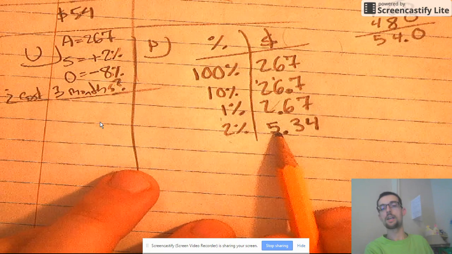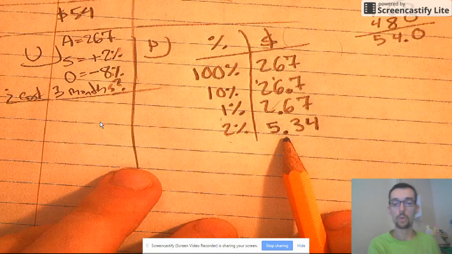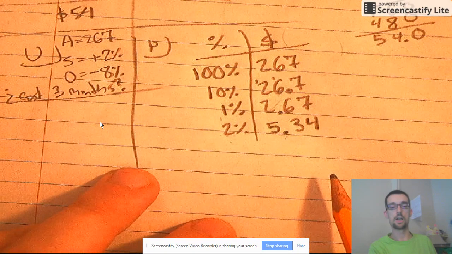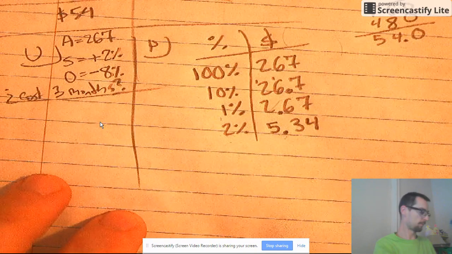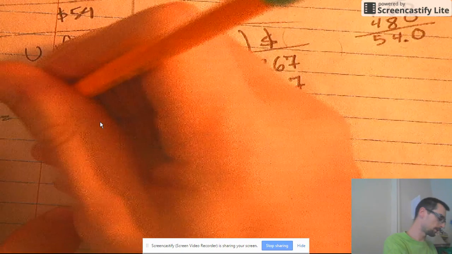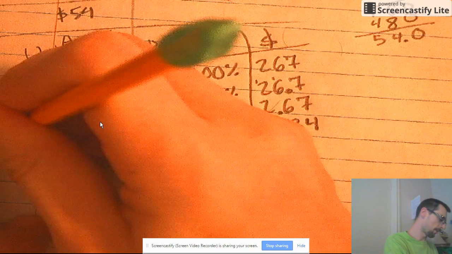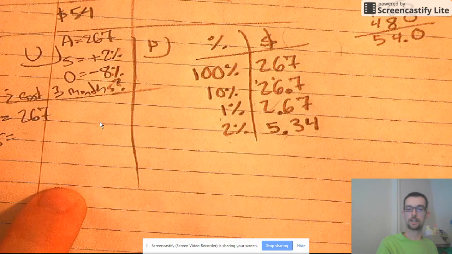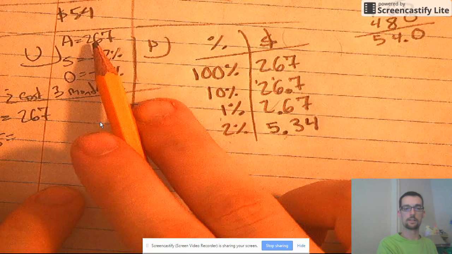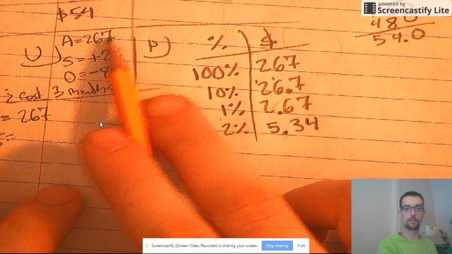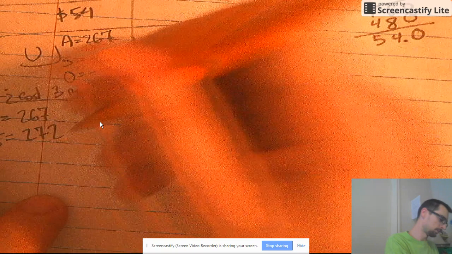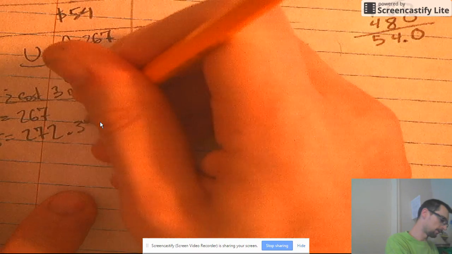Okay, so his bill in September was $5.34 more than his bill was in August. So I have my answer for September. I'm going to need all 3 of them. My August is 267. My September is 534 plus this. So that'd be 7 plus 5 is 12, so it'll be 272 and 34 cents.